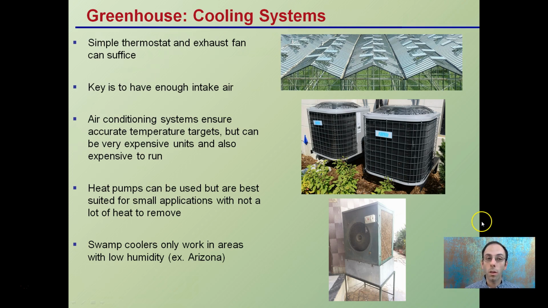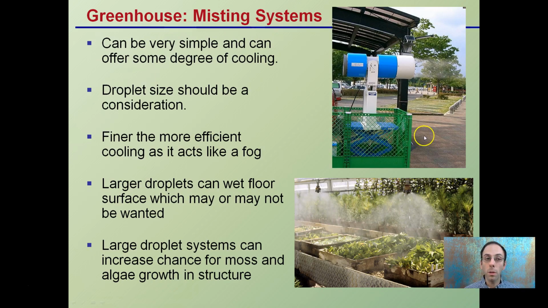For cooling systems, a simple thermostat and exhaust fan can suffice. The key is to have enough intake air, and that's where the open roof design can help alleviate some of the heat issues. Air conditioning systems can be installed to ensure an accurate temperature is reached, but these can also be very expensive to run and maintain. Heat pumps or swamp coolers are best suited for small applications without a lot of heat to remove. These swamp coolers work best in areas with low humidity, for example Arizona in the southwest.